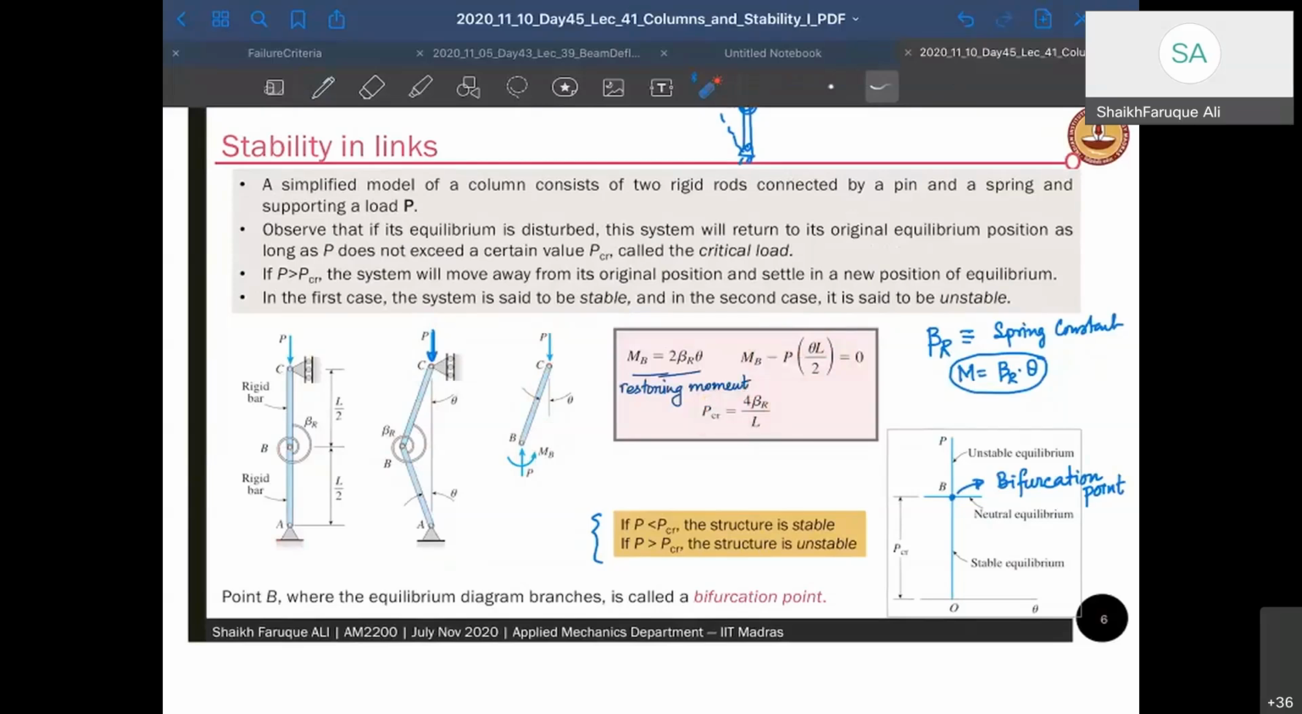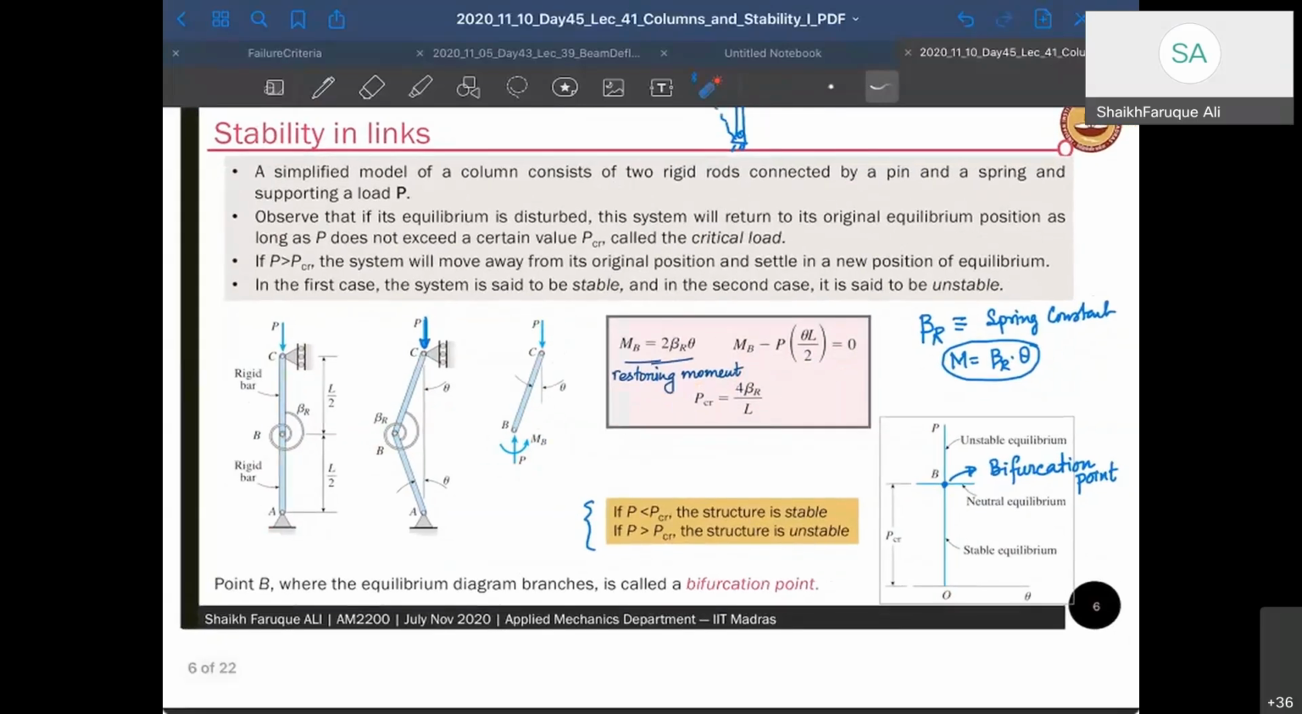Okay. Now what happens if you draw the structure? When your force P is 0, the structure has no deformation, right? This is my theta angle and this is my force axis. I am drawing it in a theta-P frame. So when your force is 0, theta is 0. When your force goes a little bit up, theta will still be 0 because the spring will take care of the moment generated by P. It goes a little bit up, there is no theta.